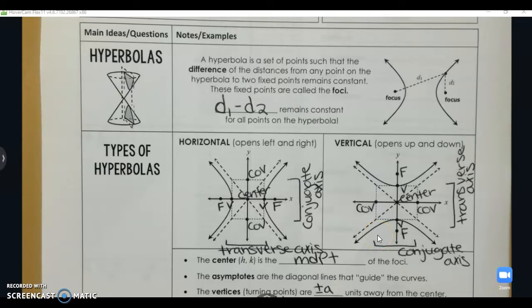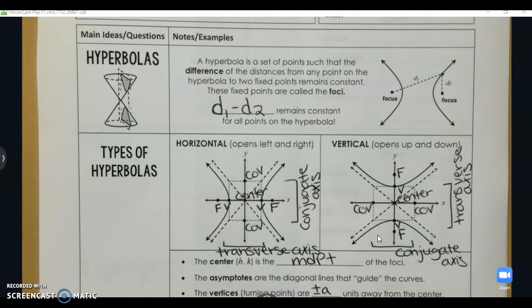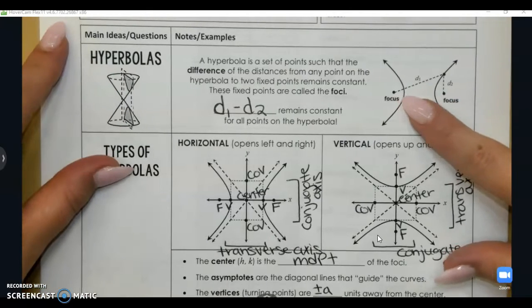All right, this is the last conic section, hyperbolas. So hyperbolas look like a double parabola. They are mirror images of each other, and we do have two types. We have horizontal and vertical, but we define our hyperbola by the distance between the two foci.